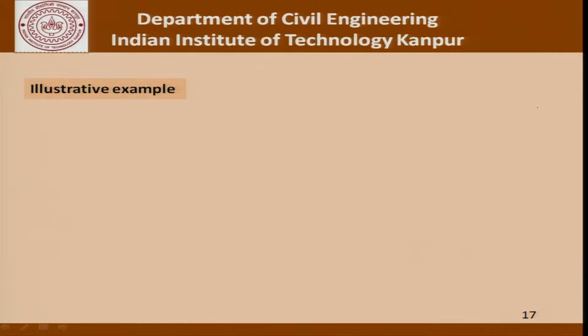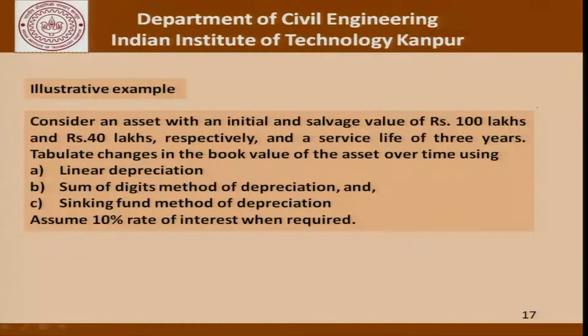So, let us take an illustrative example. We consider an asset with an initial and salvage value of 100 lakhs and 40 lakhs. So, we have an initial value of 100 lakhs and a salvage value of 40 lakhs. So, this becomes my P and this becomes my S if I was to follow the nomenclature used, and a service life of 3 years. So, my N is equal to 3 and we want to tabulate the changes in the book value of this asset over time using linear depreciation, the sum of years method and the sinking fund method. If required, we could use a rate of interest of 10%. So, let us see what happens.